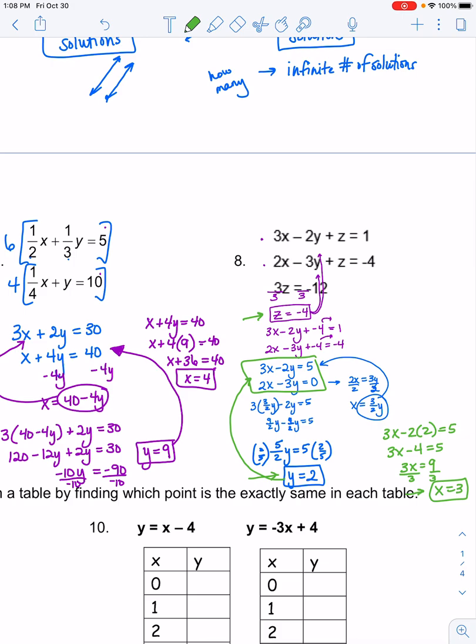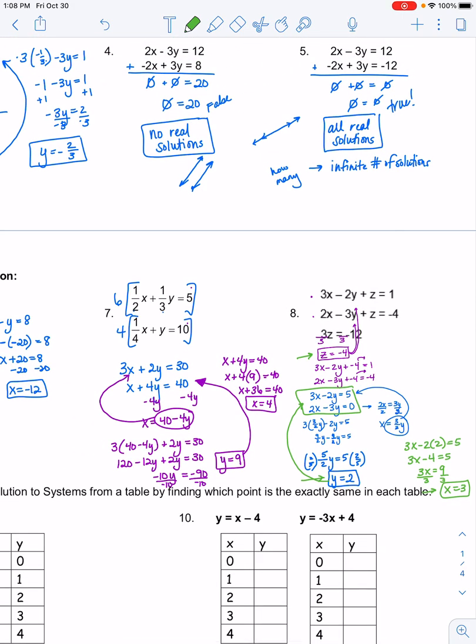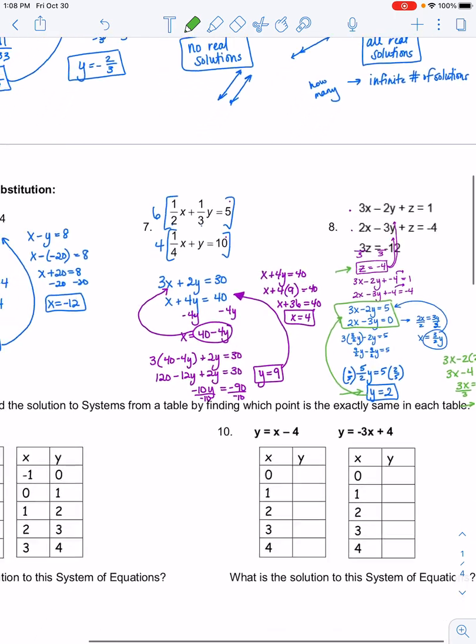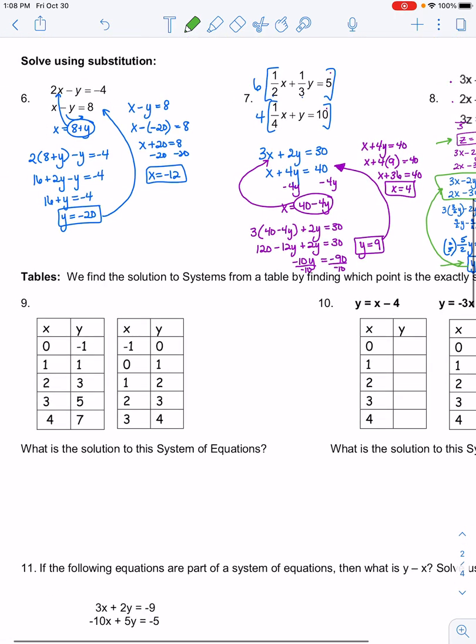Again, do not base your confidence in this topic on that one problem. Okay, things are about to get real easy. It says finding the solution to a system through a table. You're just looking for the point that is the same in each table.